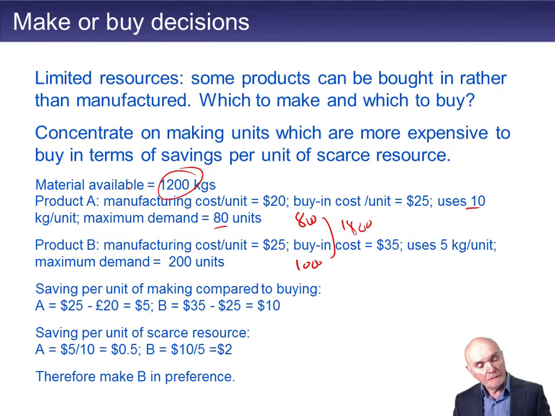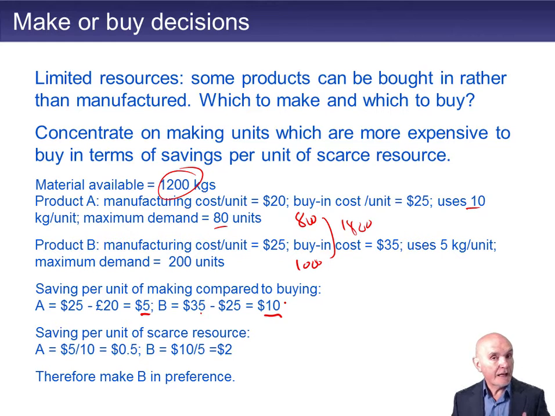So we want to meet our maximum demand, but we're wondering which we should buy in first. If we look at product A, if we were to buy it in, it would cost 25. If we make it ourselves, it costs 20. The extra buy-in cost is 5. Product B, if we make it ourselves, costs us 25, but the buy-in cost is 35. So these are the extra costs from buying in. Or turn it around: this is the saving made by making rather than buying.